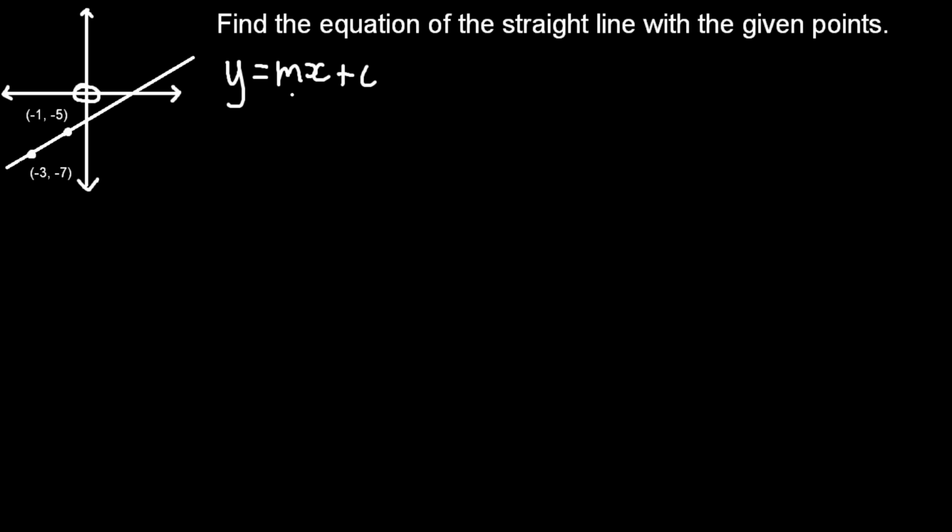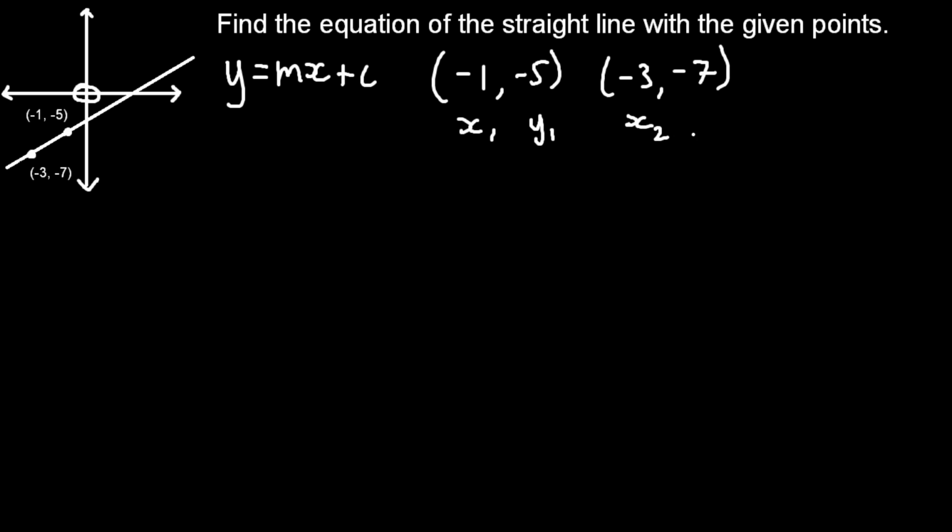So here we've got y equals mx plus c. We've got m and c. These, I think we can find out using these points. So what coordinates do we have? We've got -1, -5, and we've also got -3, -7. Let's label these coordinates individually. So we've got x1 and y1 and x2 and y2.